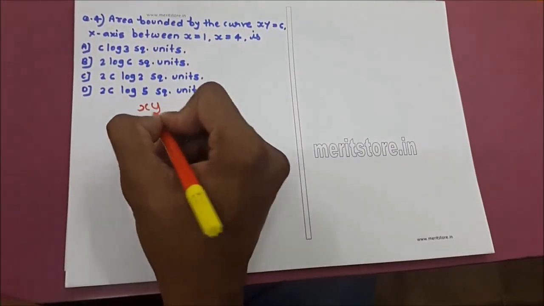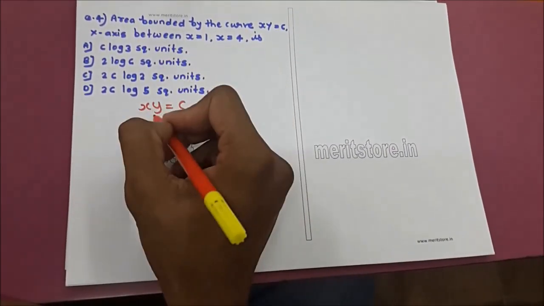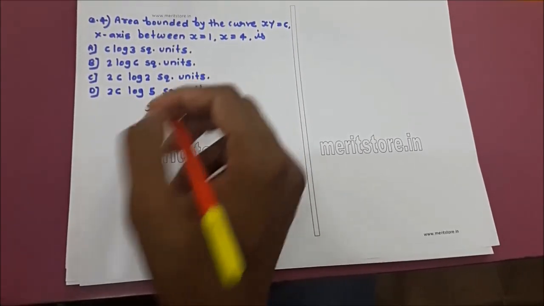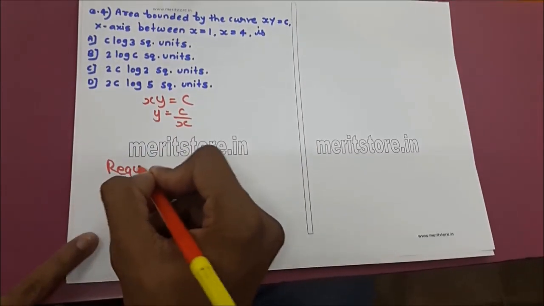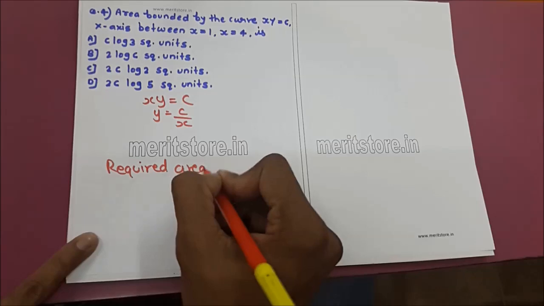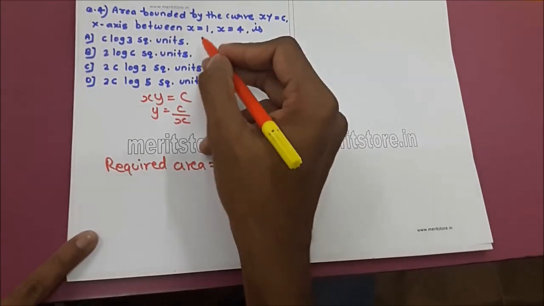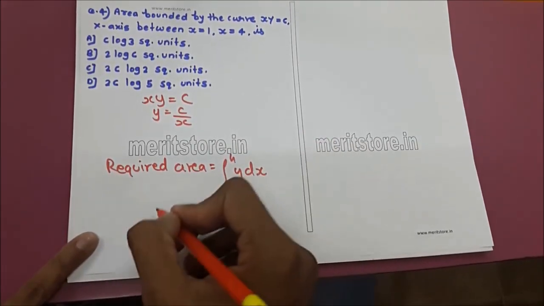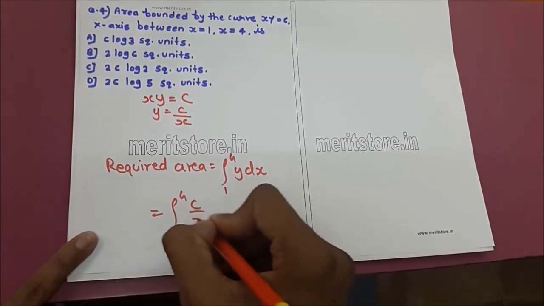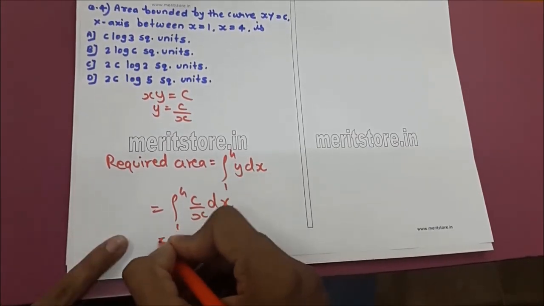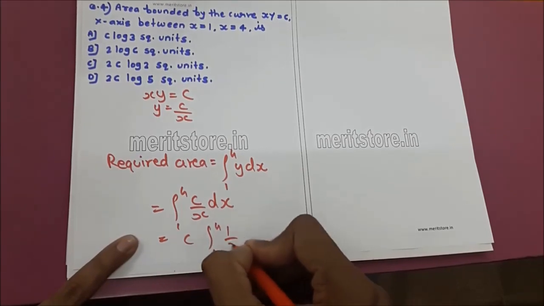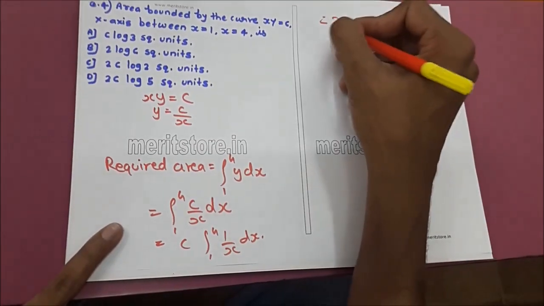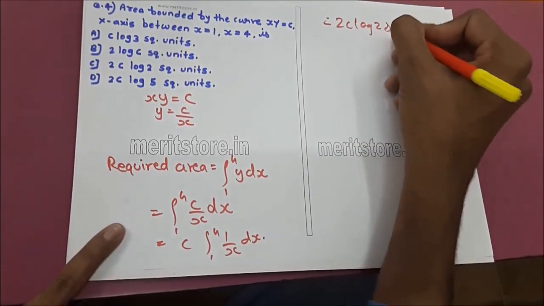We have x y equals c. We shift x to the right-hand side, and we get y equals c upon x. So the required area, with limits x equals 1 to x equals 4, will be the integral from 1 to 4 of y dx. We substitute the value of y, which is c upon x dx. We take c as a constant outside, so the integral from 1 to 4 of 1 by x dx.